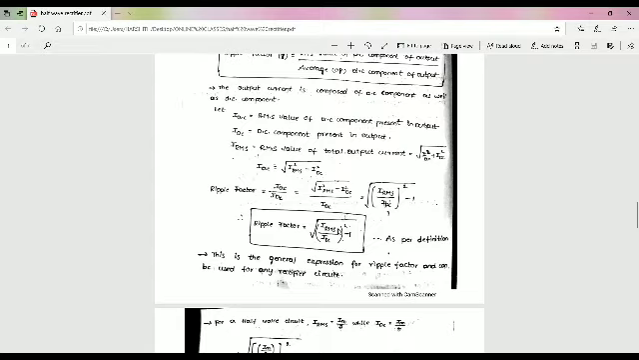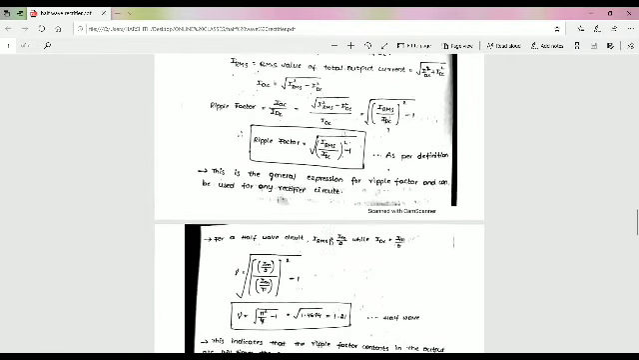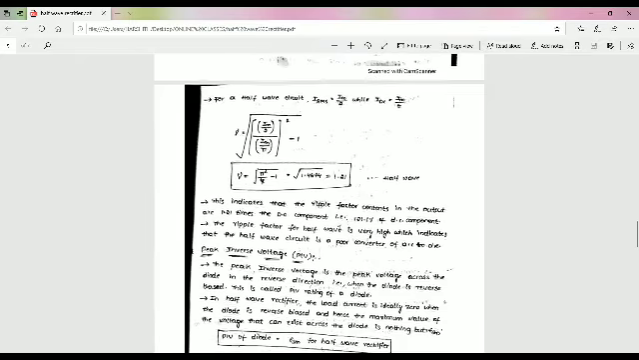Now for the half-wave rectifier, I_RMS equals I_m by 2 and I_DC equals I_m by pi. Substituting these values, gamma equals 1.21. This indicates that the ripple content in the output is 1.21 times the DC component. The ripple factor for the half-wave rectifier is very high, which indicates that the half-wave circuit is a poor converter of AC to DC.